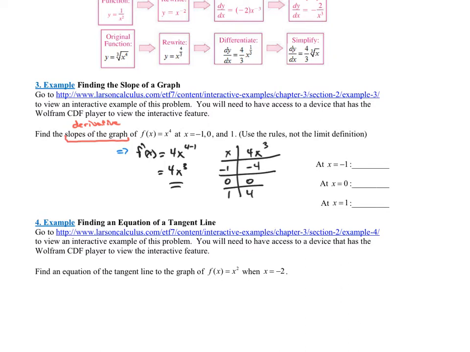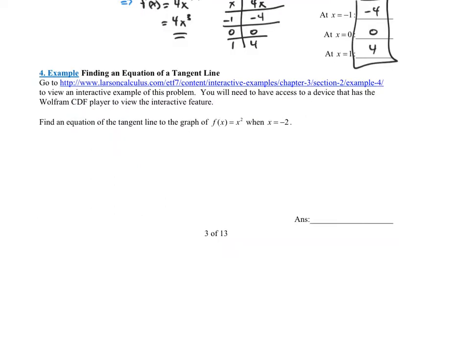So what's the slope of the graph or the derivative when x equals -1? The answer was -4. When x equals 0, we got a 0. And when x equals 1, we got a 4. So there's our derivatives at those given points.